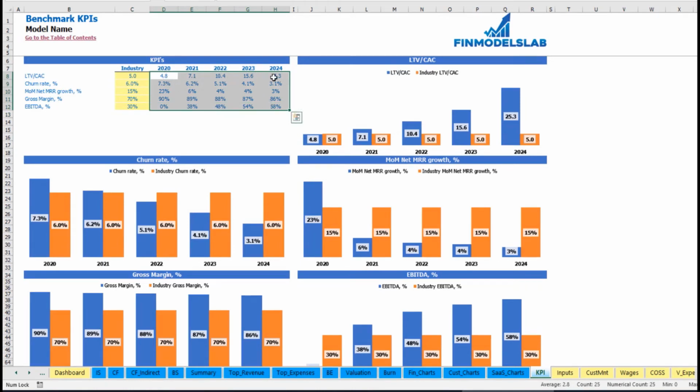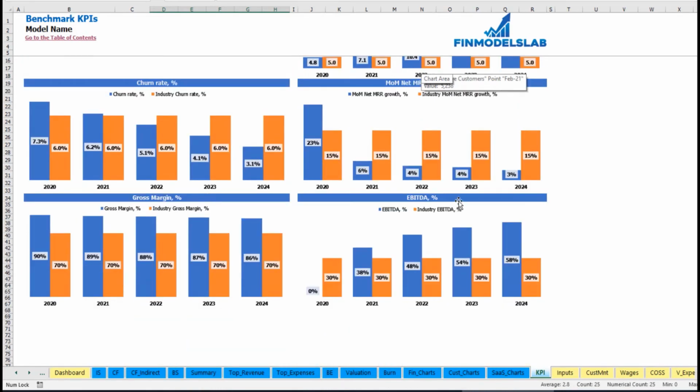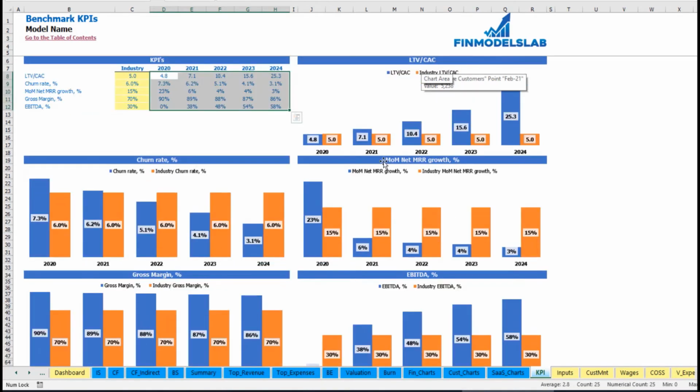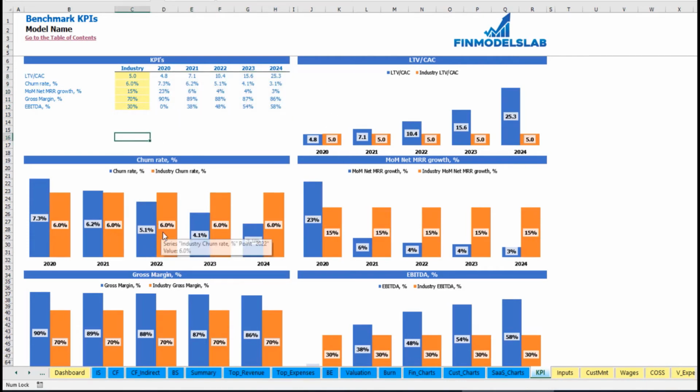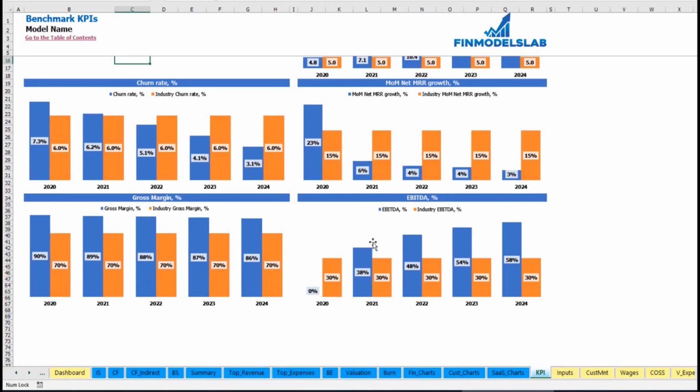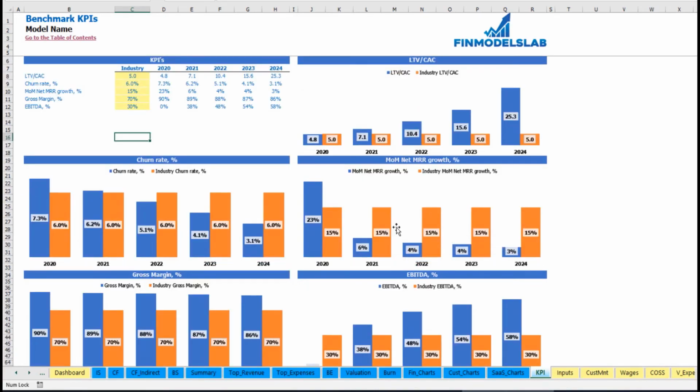All the values calculated by the model using the assumptions you input you may see in here, the values by years, and the same information you may see on the charts, which is LTV to CAC, churn ratio, month-over-month MRR growth, gross margin, and EBITDA. On each chart, the orange column is the industry-specific benchmark, and the blue column is the value calculated by the model. So using this table, you can easily compare where you are in terms of the industry-specific benchmarks and how your business works in comparison to other businesses.